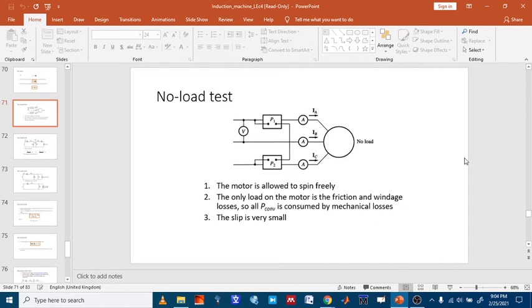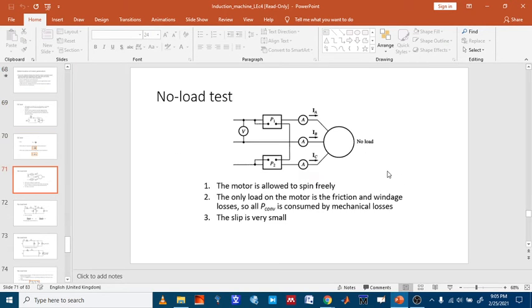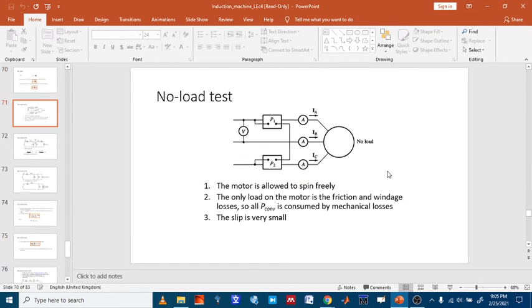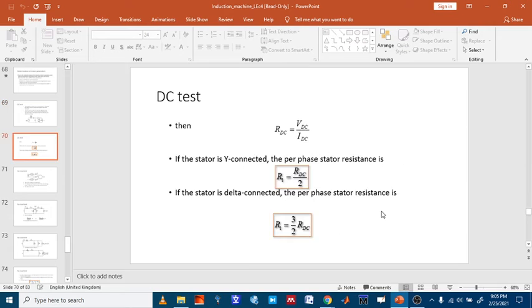Therefore, the no load test determines the rotational losses and magnetizing current. If you can calculate the magnetizing impedance, you can calculate the magnetizing current. Another one, the locked rotor test, or the blocked rotor test, determines the rotor and stator impedances, similar to the short circuit test of transformers. So let's consider that one also.